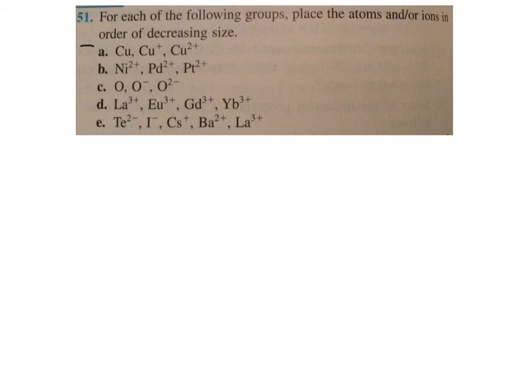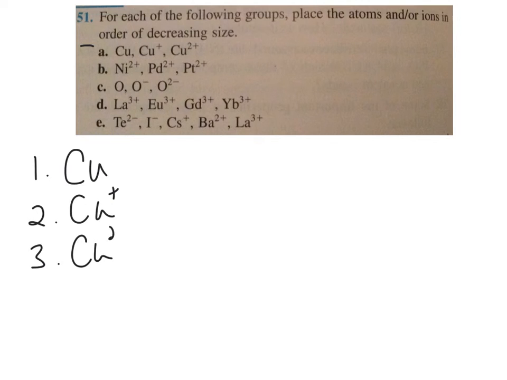So in order of decreasing size, you'd start off with copper. It would go to copper plus 1, which would be the next biggest, and then copper 2 plus, you would lose the second electron there. And every time you lose an electron, the electrons that are still in there can move closer together. Some space is freed up, and the metals will get smaller as their positive charge increases in that case.